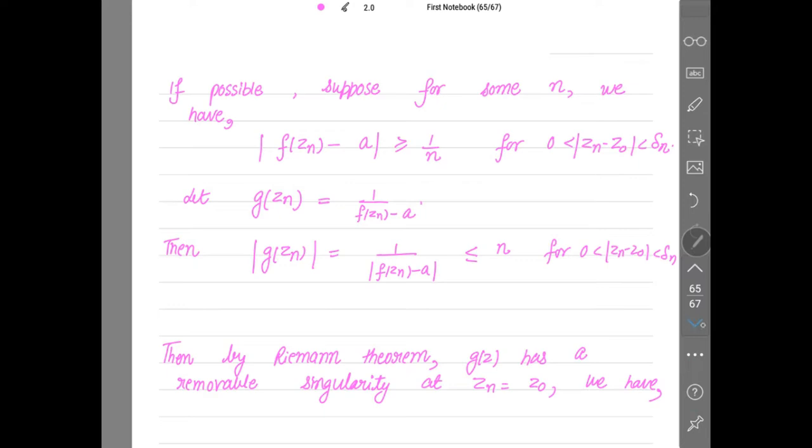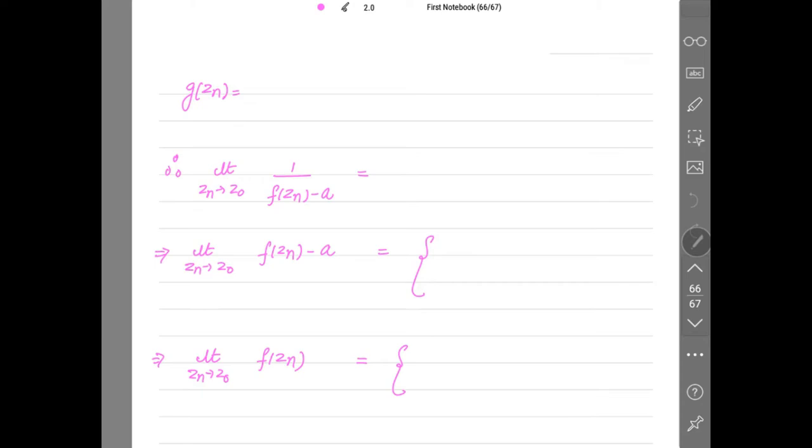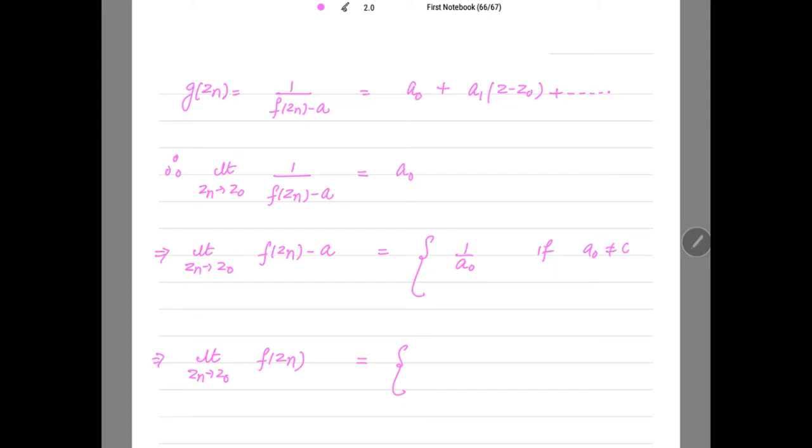We do not take the principal part. So we take g(z_n) to be equal to, which is 1 over f(z_n) minus a. This is equal to, we write only the regular part, a naught plus a_1 times (z minus z naught), and so on. And then we take the limit z tends to z naught on both sides. So this limit of 1 over f(z_n) minus a will be equal to, yes, only the first term, because the rest of the terms will be 0 as z is tending to z naught. Which implies the limit as z_n tends to z naught of f(z_n) minus a, take the reciprocal, will be equal to 1 over a naught if a naught is non-zero, and is equal to infinity if a naught is 0.